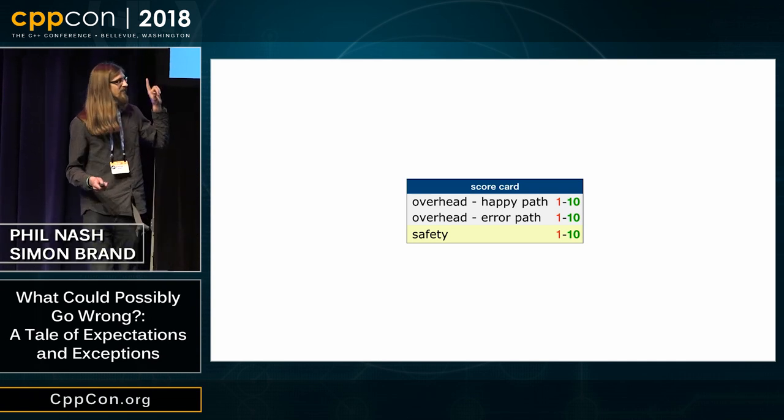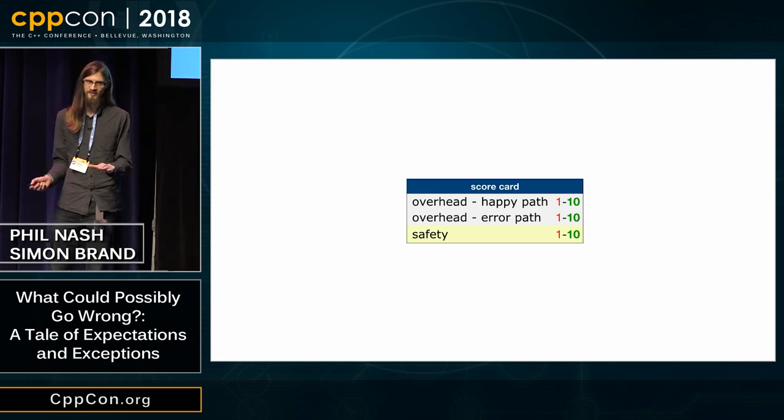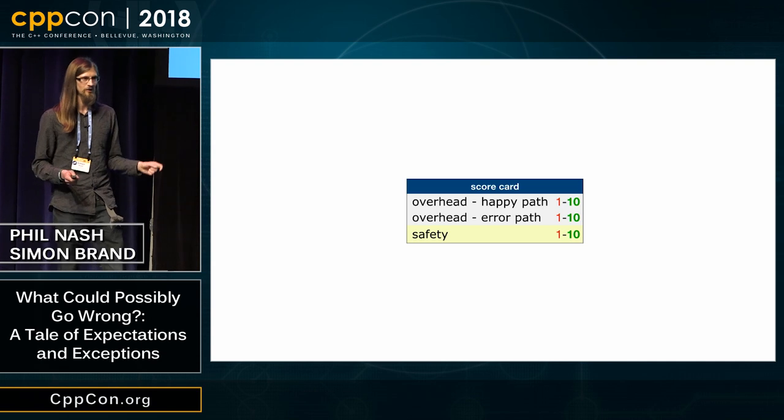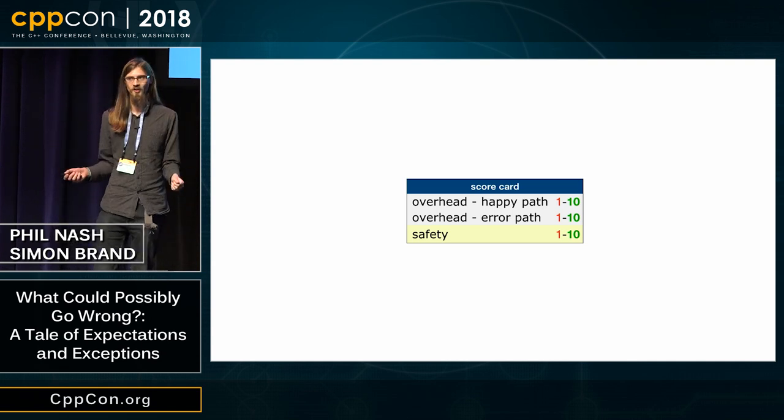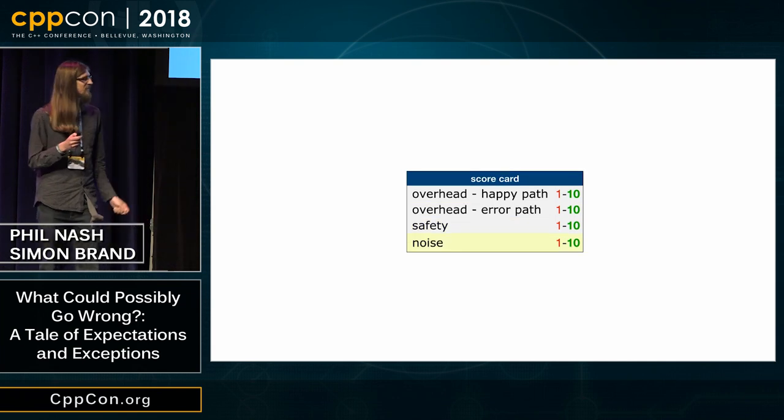So although I may not like to admit it, sometimes I make mistakes in my code. And if my error handling systems can help me not make those mistakes, then that's great. So I want safety. I want it to be hard to make a mistake. Always be safe. Yes. Noise.